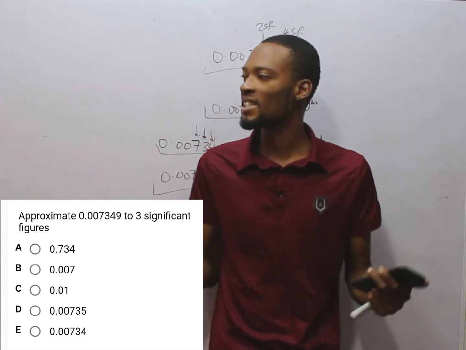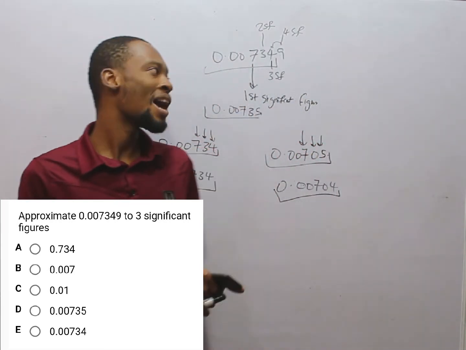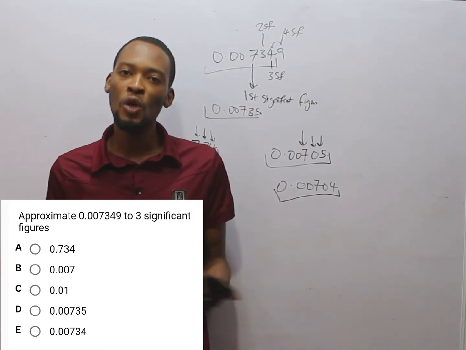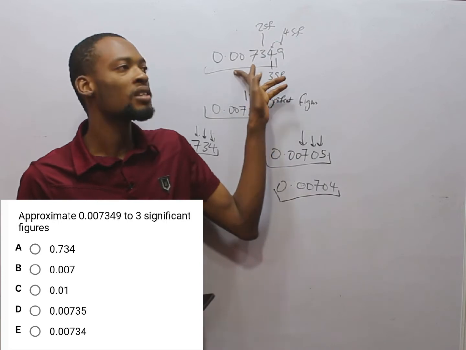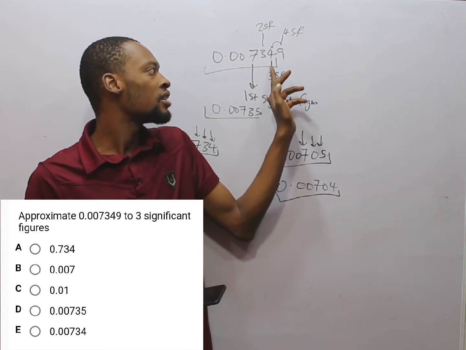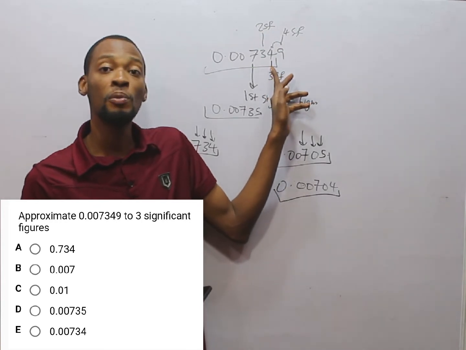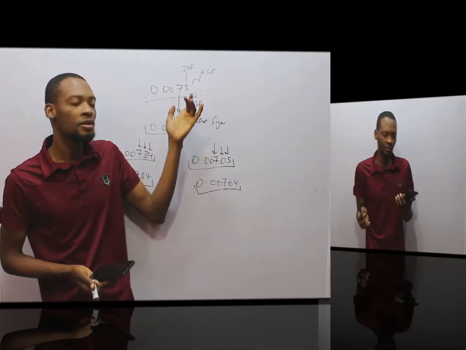So I hope you understand what I'm doing. And if you are given questions to approximate to significant figures, hope you know what to do. How about approximating this one to 2 significant figures? This is the first, this is the second. The third number is not up to 5 or more than 5, so we simply remove. So this is to 2 significant figures.